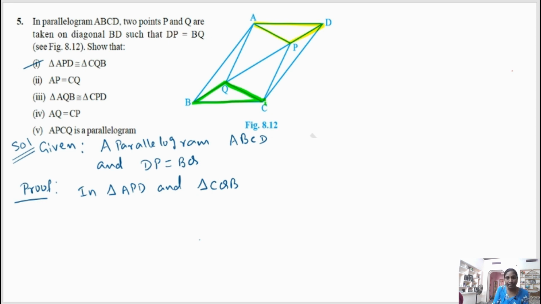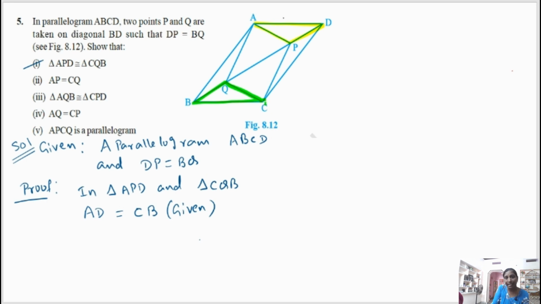Here we can write that AD is equal to CB. Why can we write this? Can you say? Pause the video and think. Yes, exactly. We can write this because it is given that ABCD is a parallelogram, and we know that in a parallelogram opposite sides are equal. So AD and CB are opposite sides, so we can write given.